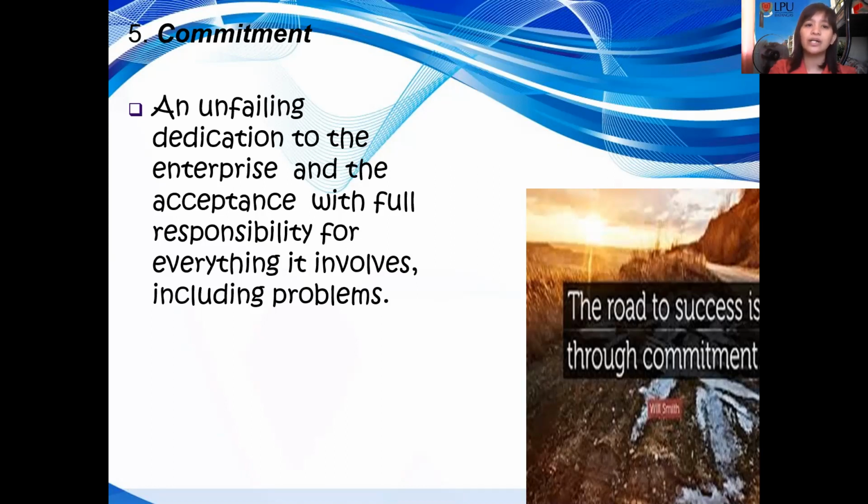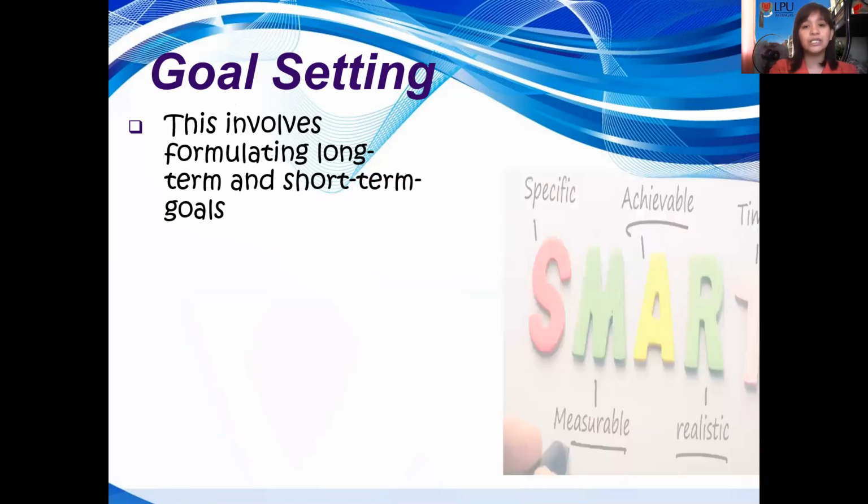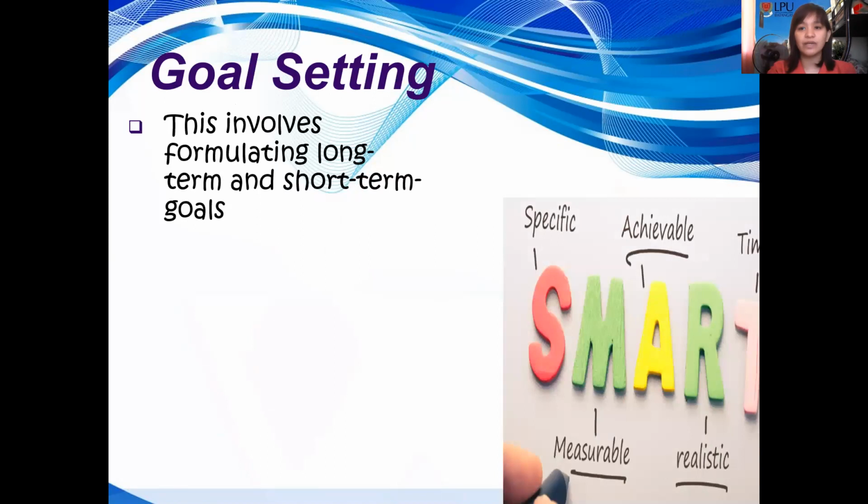So you are dedicated, and you accept all the responsibility for everything, including all the obstacles and the problems that you may encounter. The next one is goal setting. So this involves formulating long-term and short-term goals. So you need to be SMART: specific, measurable, achievable, realistic, and timely or time-bound.